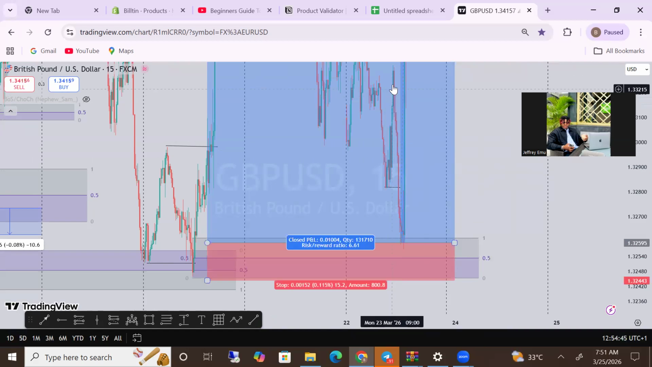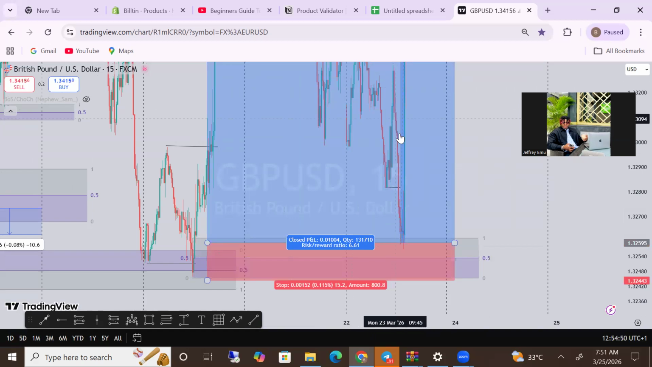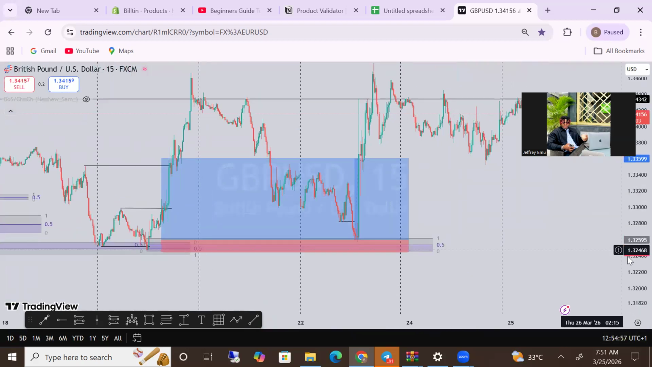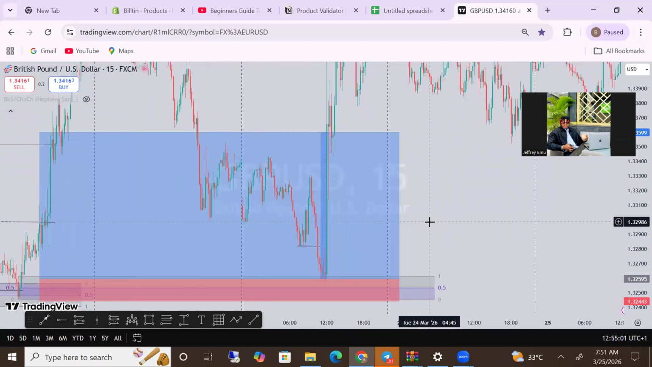And then once price notices that as an inducement, and they notice that the point of interest is still down here, what do you see? Price comes exactly to that point of interest, and then boom, it fires up. It doesn't even waste time. I was even surprised on this trade because within 5 minutes, 15 minutes, I saw my profit.